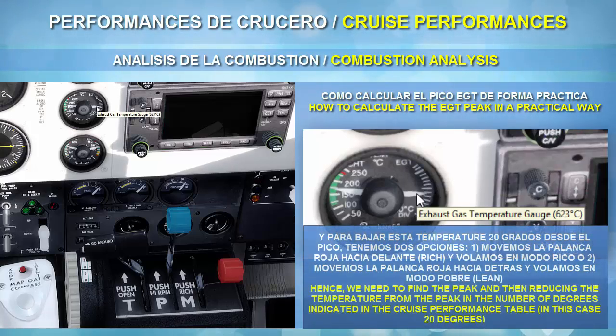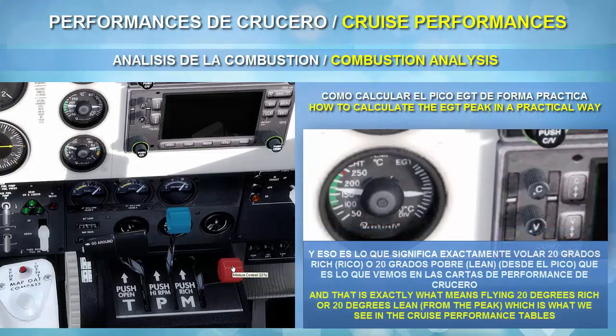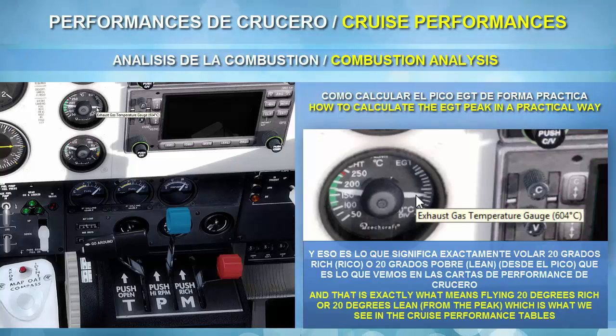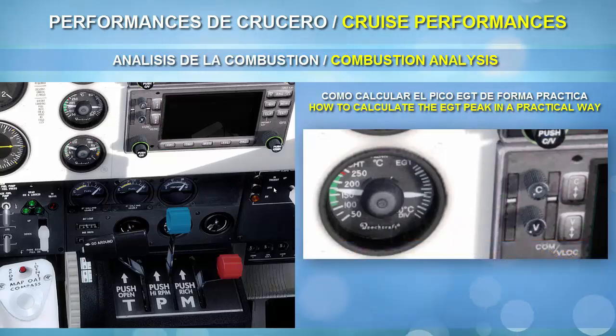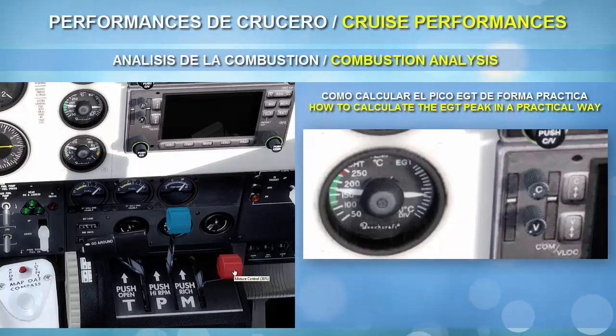Remember that, or again at the peak, okay? Hence, we need to find the peak and then reduce the temperature from the peak by the number of degrees indicated in the CRUISE performance table. In this case, as we said, 20 degrees. And that is exactly what flying 20 degrees rich or 20 degrees lean of the peak means, which is what we see in the cruise performance tables, okay? Of course, you won't do that exactly, okay? More or less approximately 25 degrees, 30 degrees, 19 degrees, more or less that, okay? But that is the idea.